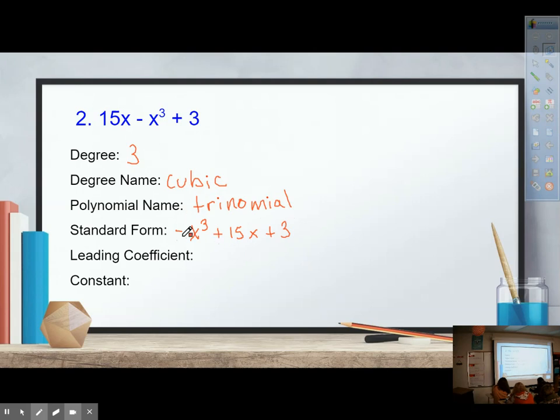The leading coefficient is the number in the front, so it's negative 1. And my constant is the number in the back that has no variable with it, so positive 3, or just 3.